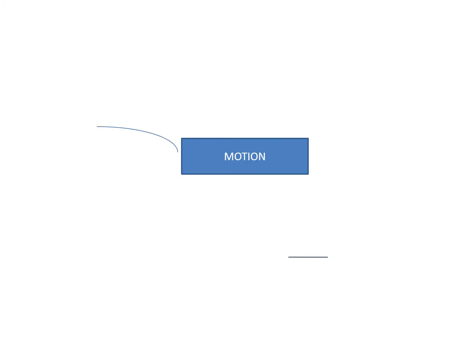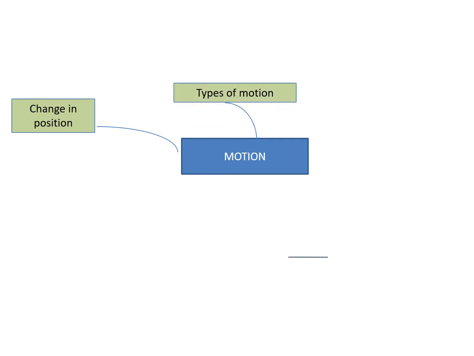First of all, motion is movement, right? So movement we can define in terms of change in position. Whenever there is change in position, that is movement. Now we have to study this motion in three categories. One is change in position. Second is the types of motion that we've seen in this chapter. And third is about the rate of motion.